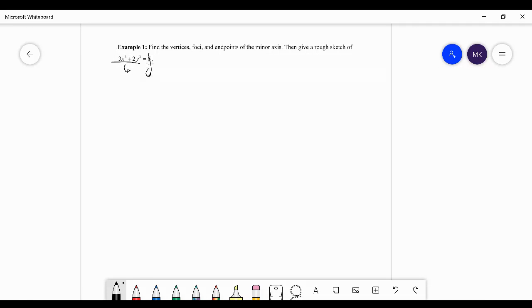And what ends up happening is I end up with 3x squared over 6 plus 2y squared over 6 equals 1. And now the reason I can split that is the same reason adding fractions works. Now I can simplify both of these and I end up with x squared over 2 plus y squared over 3 equals 1. Now, let me ask you this.